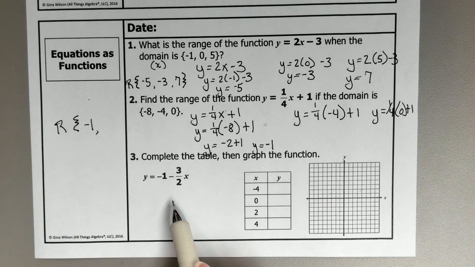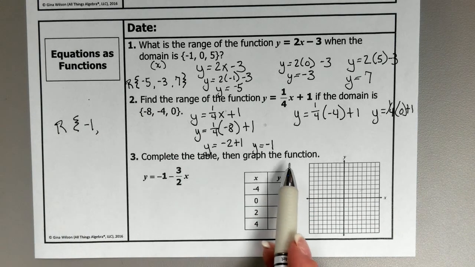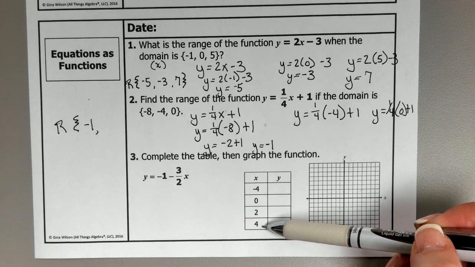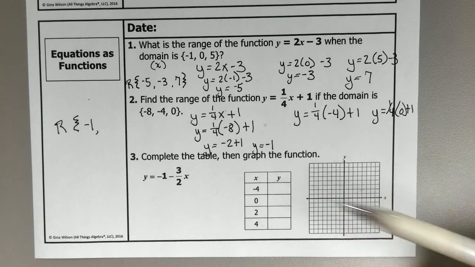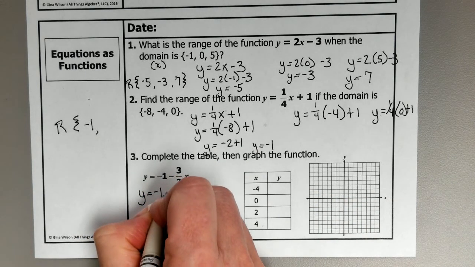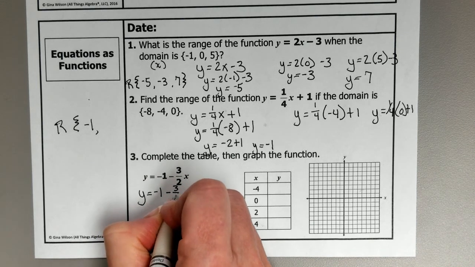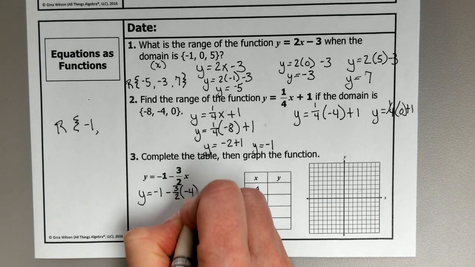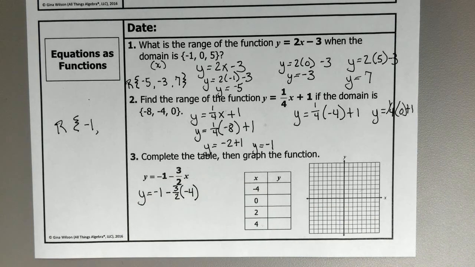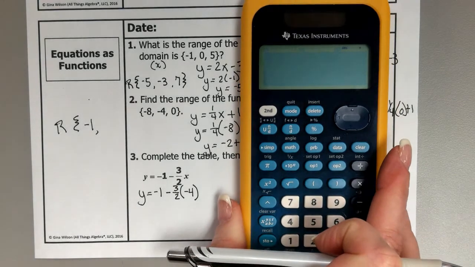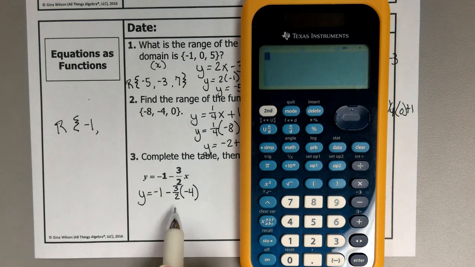All right, then the third problem, it says complete the table, then graph the function. These are your inputs. I'm not doing every one of these with you. I'm going to do the first one. So I've got y equals -1 minus 3/2 times -4. Now you are allowed to use your calculator on these, so if you're worried about the fraction, don't be.